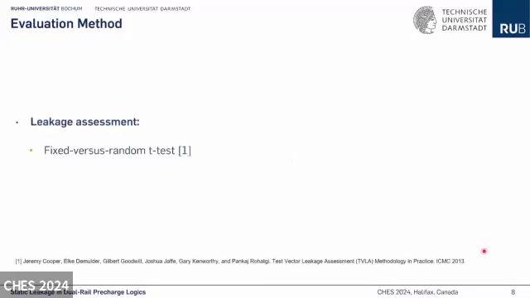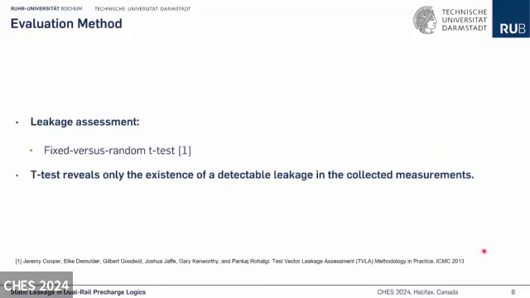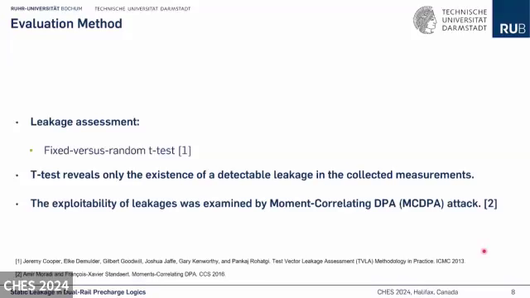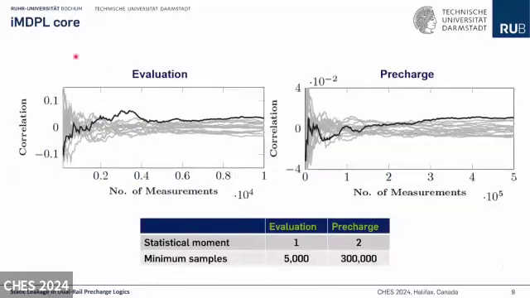Here I am going to explain our evaluation method. We used a fixed versus random t-test for the leakage assessment. This leakage assessment only reveals a detectable leakage in the collected samples. Therefore, to investigate the exploitability of the leakage, we used a moment correlation DPA attack. We start our evaluation with the IMDPL cell.